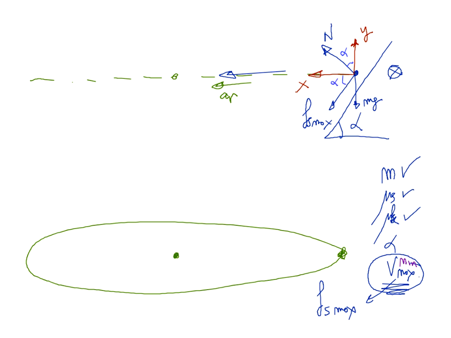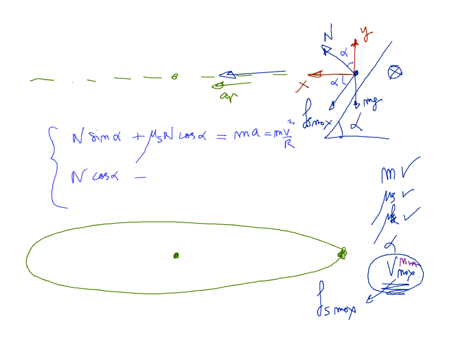Now we can project. So the two equations that you're going to get are: n sine alpha plus mu Sn cosine alpha, and this is the one that is equal to m a_R, which means this is the only one that is equal to v squared over R. While the Y will be n cosine alpha minus mu Sn sine alpha minus mg, and this is 0. Okay?